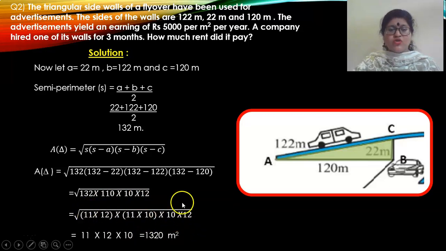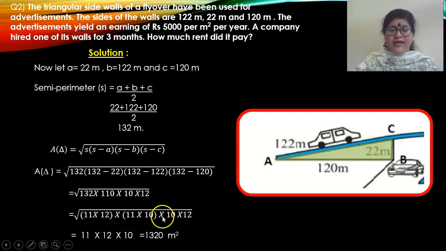You can also solve this in a different method. You can write it as a product of its prime numbers also. So take out the square root. Root 11 into root 11, 11 comes out. Root 12 into root 12 is root 144, which is actually 12.